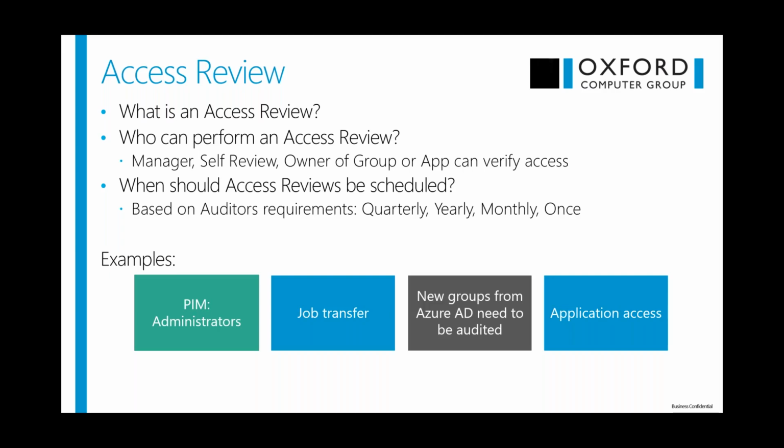Some examples are PIM administrators who need to be part of an administrator group. You could do a monthly access review and remove administrators out of that group to verify who should be in and who should be out. Job transfers are another great access review. If I'm going from one job title to another, and you can base it on title, a manager can go in and say, yeah, that individual has actually transferred out of this position, and they no longer need access.